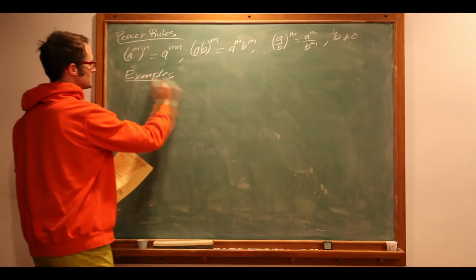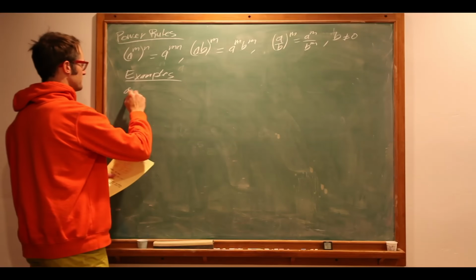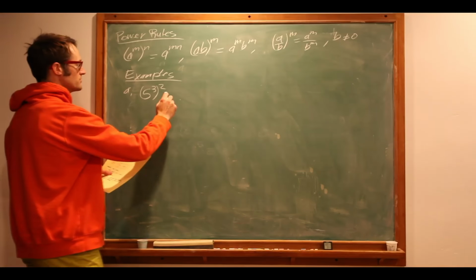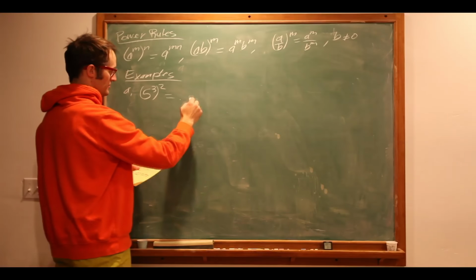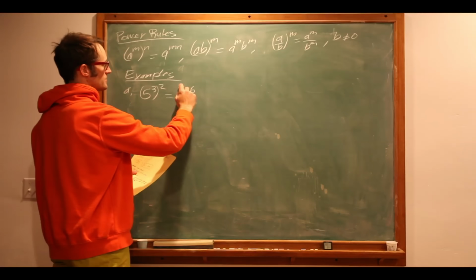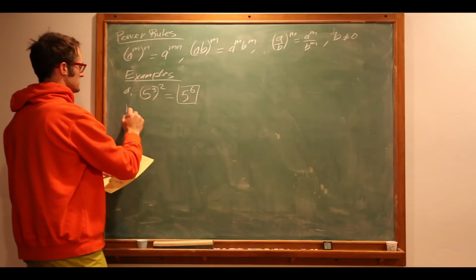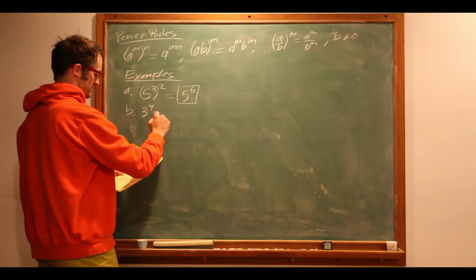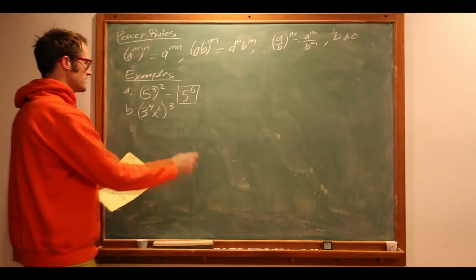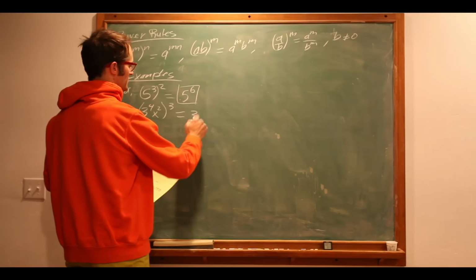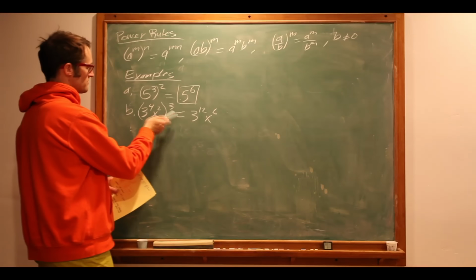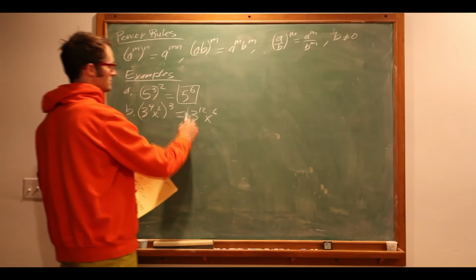Examples. First one, 5 raised to the 3, all to the second. So we just have 5 to the 6th. Multiply the 3 and the 2, and then you're good. Okay, B: 3 to the 4th, x squared, all to the 3rd. Slightly more complicated, but still pretty easy: 3 to the 12th, x to the 6th. So just multiply 3 by 4 and 3 by 2, and you're good to go.